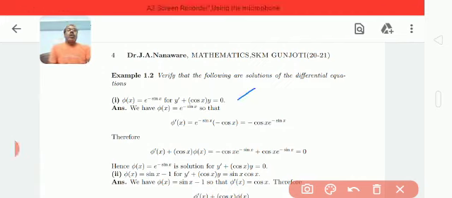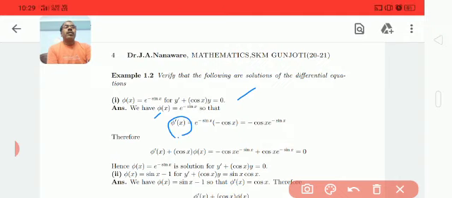So let us see how to do this. So by definition we know that the function phi will be a solution of this differential equation if it is satisfied. So phi dash at x plus cos of x into phi must be 0. So just differentiate the given function phi of x. So you will get its derivative as phi dash x, and it is like this.